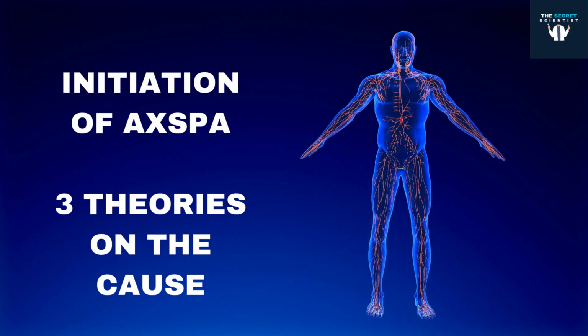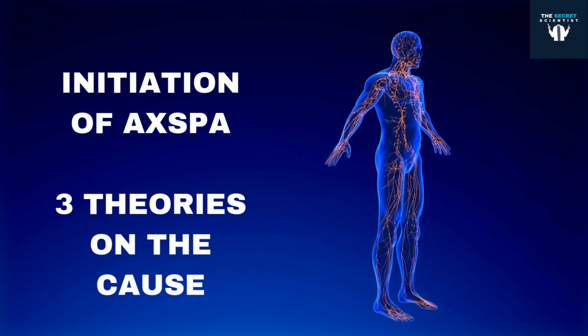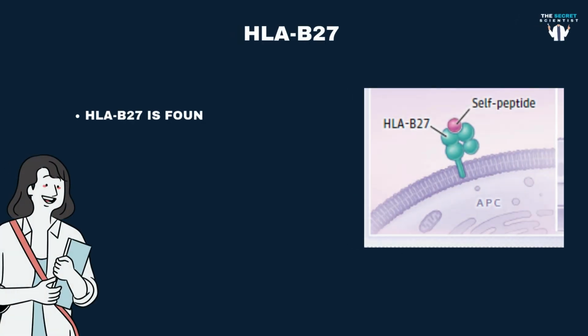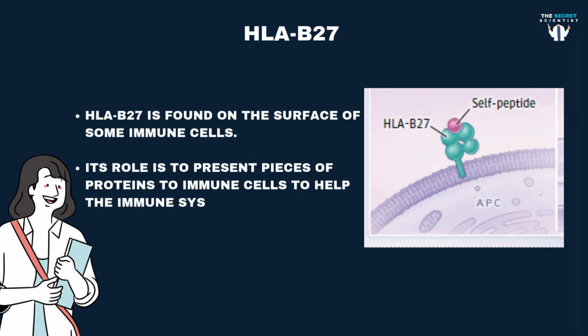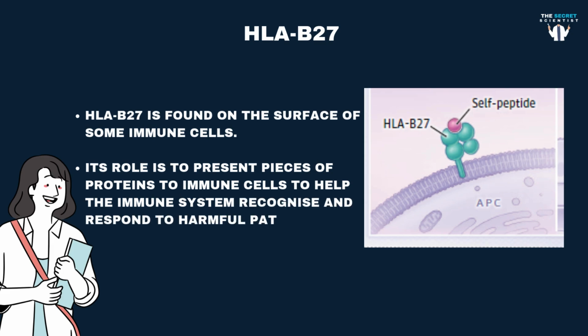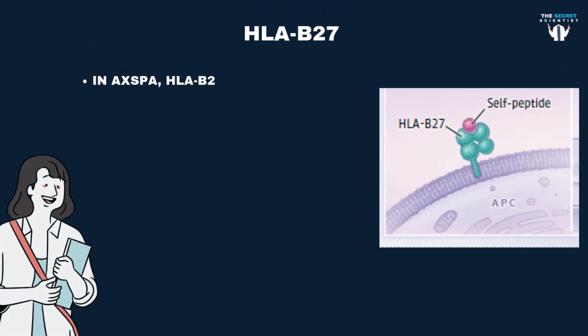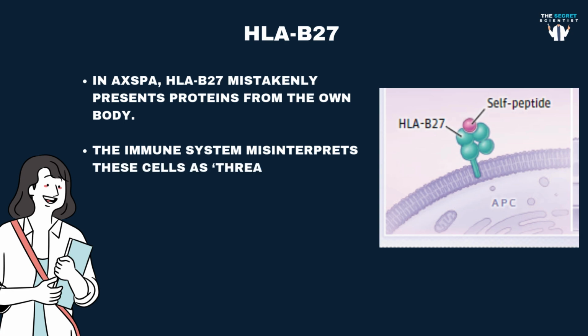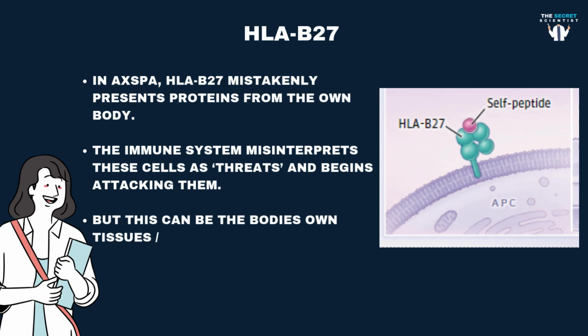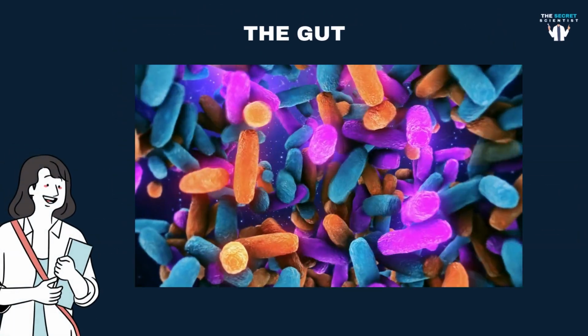There are three theories about how axial spondyloarthritis begins, and the first is about HLA-B27, which is a protein found on the surface of certain immune cells. Its job is to present pieces of proteins to the immune system, helping the immune system recognize and respond to these harmful pathogens. But in axial spondyloarthritis, HLA-B27 mistakenly presents proteins from their own body's tissues, and this confuses the immune system, which sees these proteins as threats and starts attacking them. This process targets the body's own tissues and joints, leading to inflammation and damage, and this is what we call an autoimmune disease.